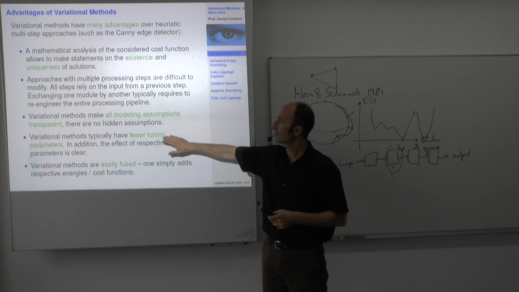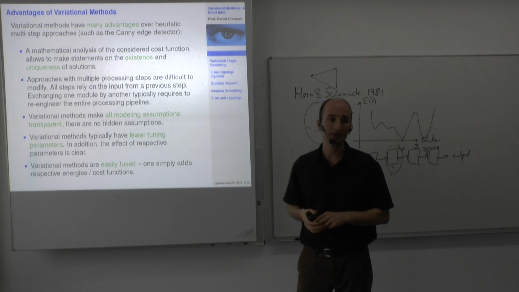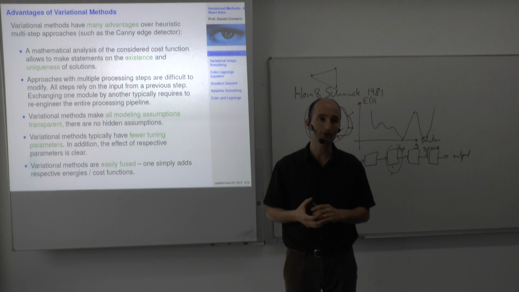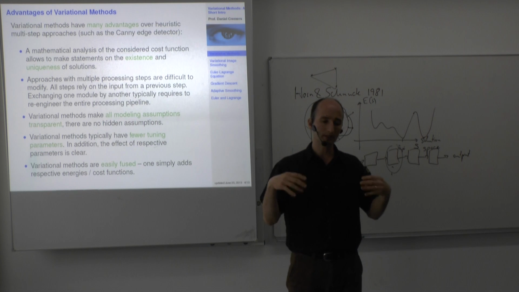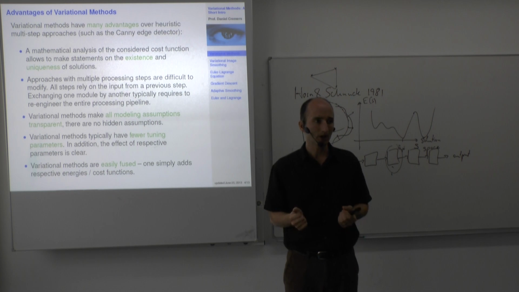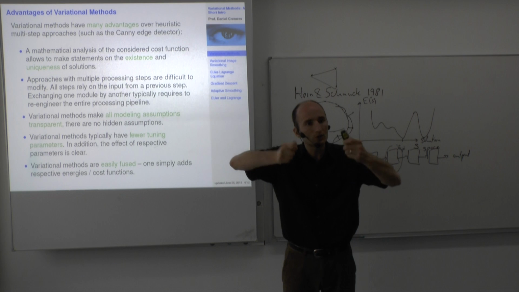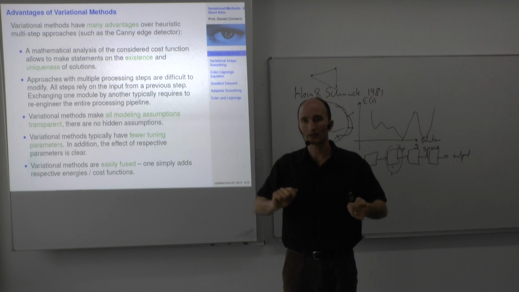In addition, variational methods typically have fewer tuning parameters. This is very useful in solving real-world problems. You not only want a method that solves a problem, but often you want a method where you don't have to tweak too many parameters to get the right solution.